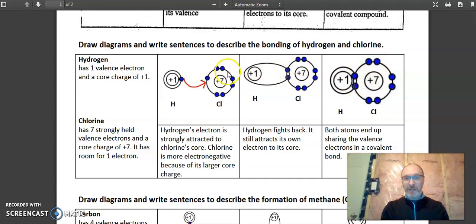Chlorine originally had 7 electrons. It needed 1 more, and it got that from hydrogen. So chlorine is actually, if you look around it, well, it has 8 electrons. But again, that's only accomplished by that sharing of electrons. So both hydrogen and chlorine are happy.